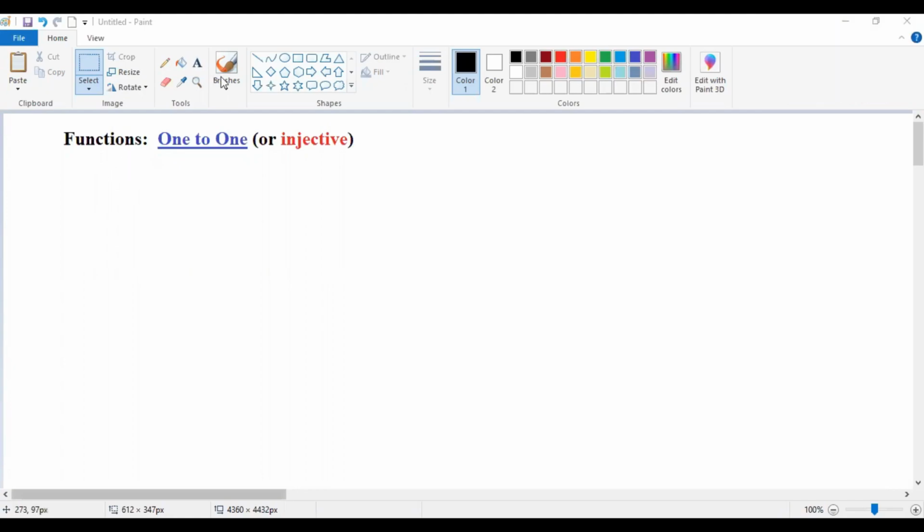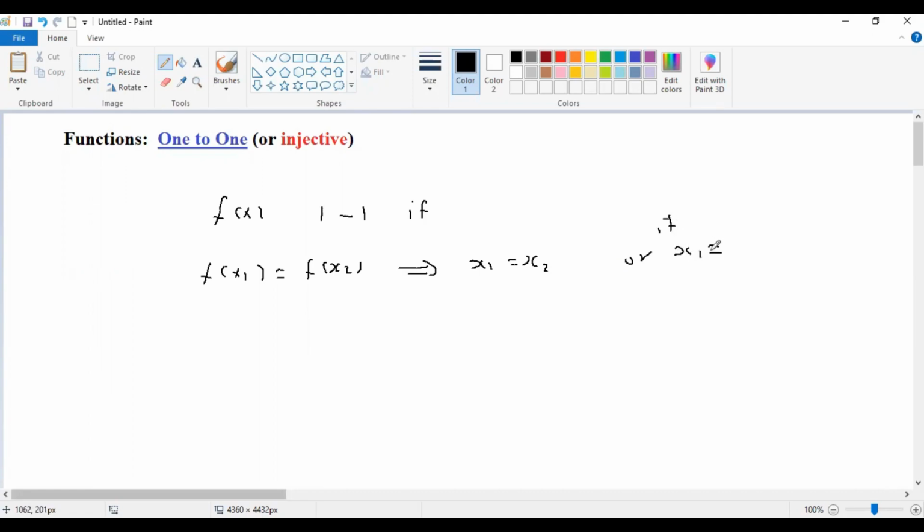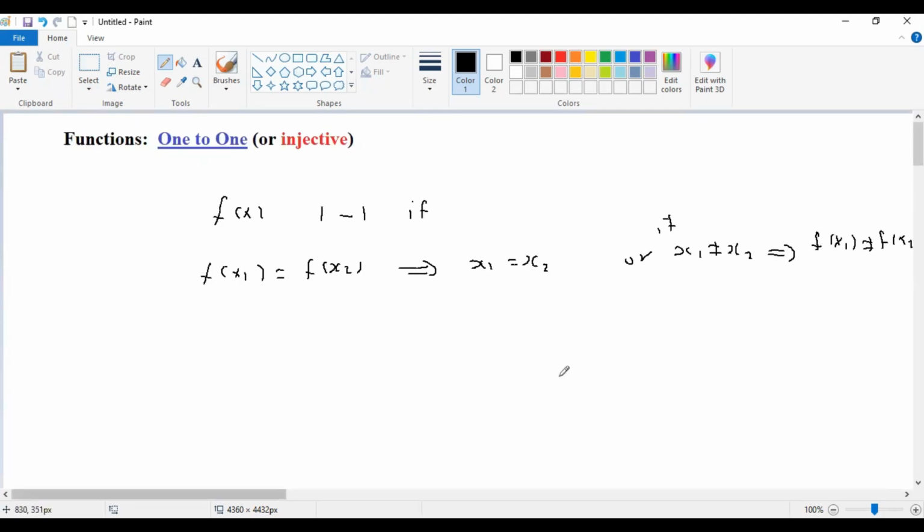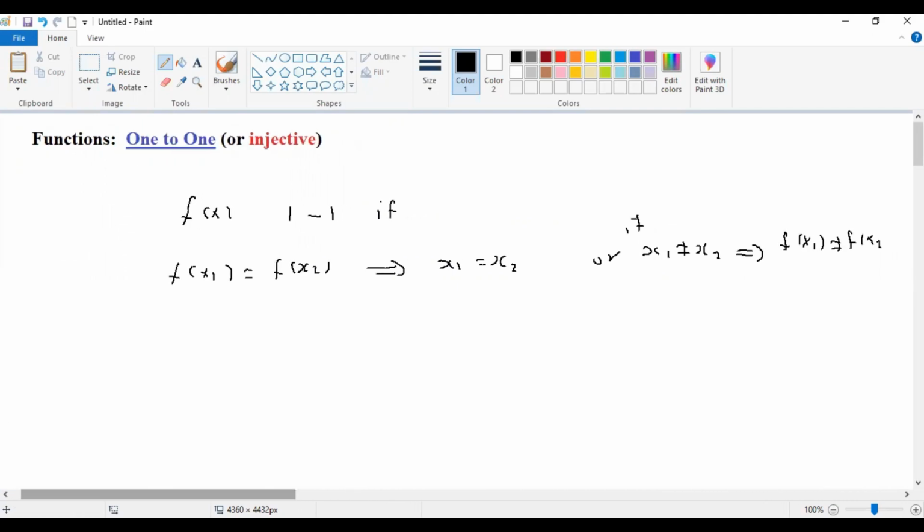A function f of x is said to be one-to-one if f of x1 equal to f of x2 implies x1 equal to x2. Or we can say also, if x1 not equal to x2 implies f of x1 not equal to f of x2.